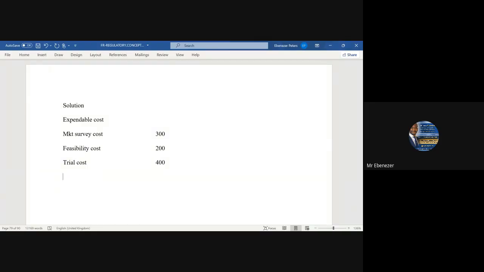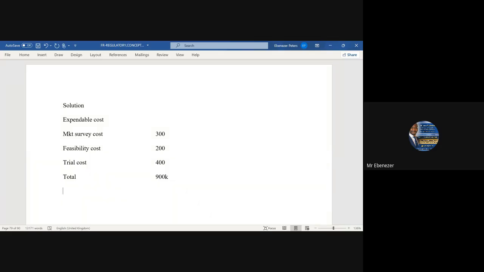Is there any other one to be expensed? Yes, which one? Final testing before launch. No, that is capitalized. Final testing. Okay, yes, it should be capitalized. There is no other one again. Total? How much is the total now? 900.